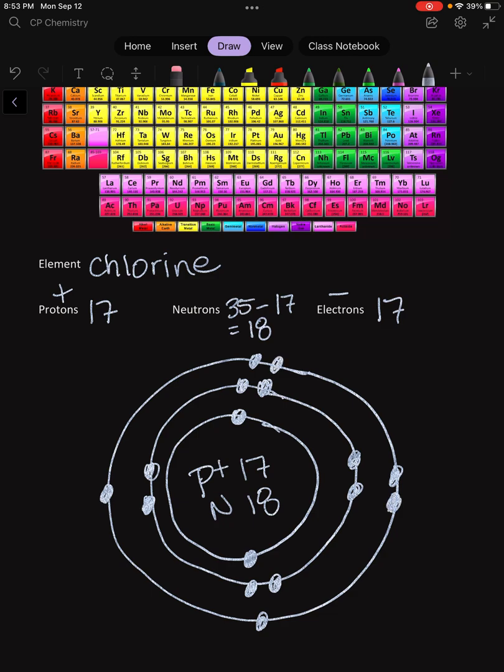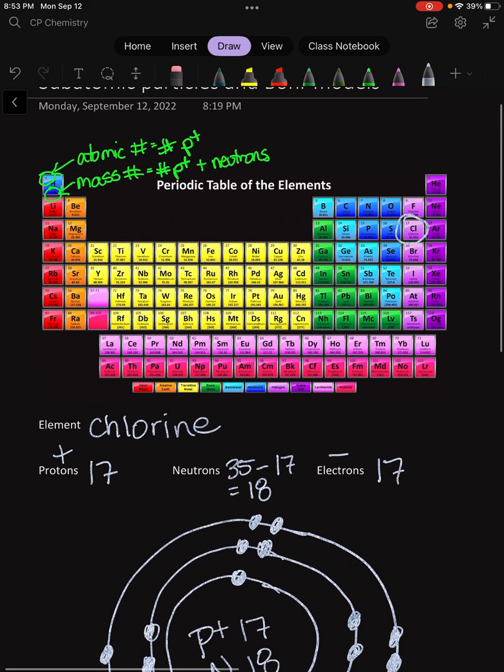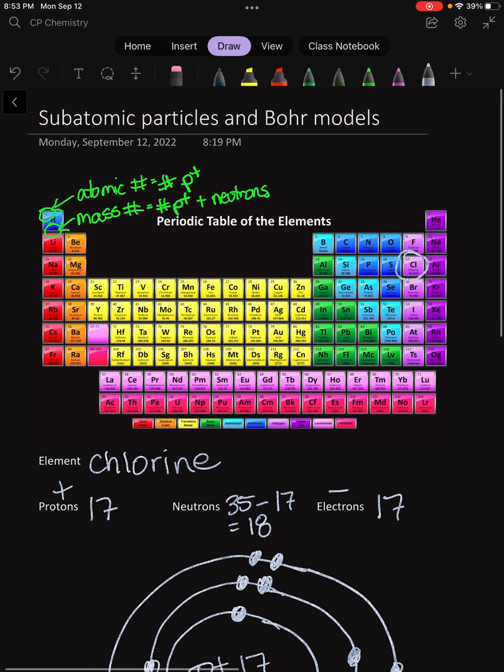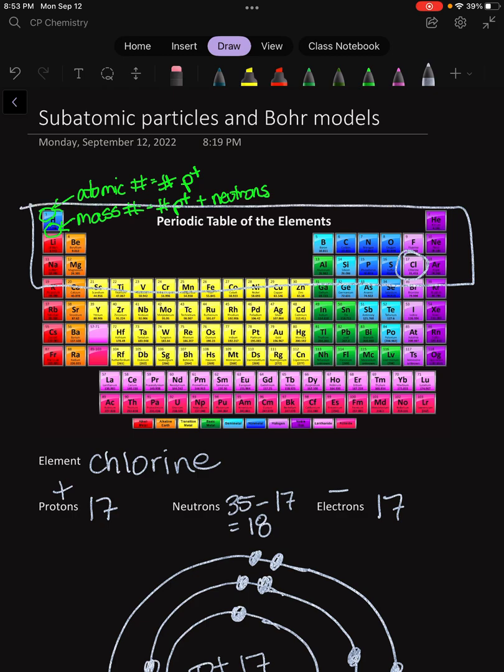So there's our Bohr model of chlorine. We got 17 protons and 18 neutrons in the nucleus. Then we have 17 electrons, 2 on the first shell, 8 on the second shell, and 7 on the third shell. And you can do this with any of the elements on the first 3 periods. That's these top 3 periods. When you get into the 4th period where potassium is, it starts getting a little bit more complex. But that's essentially how you calculate the protons, neutrons, and electrons and draw a Bohr model.